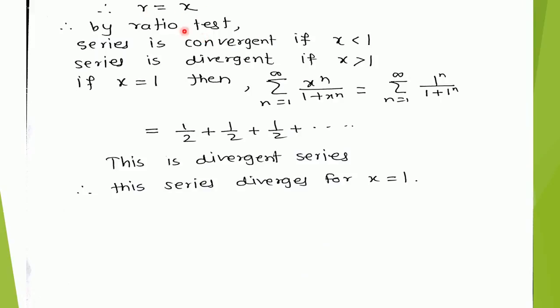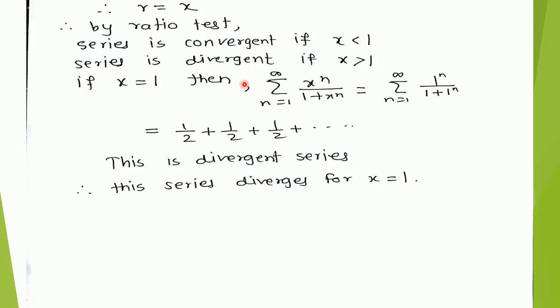Then by the ratio test, the series converges if x is less than 1, and diverges if x is greater than or equal to 1, because our limit r is equal to x. Therefore r is totally dependent upon the value of x, so we are defining the convergence depending on x. But what happens if x is equal to 1?